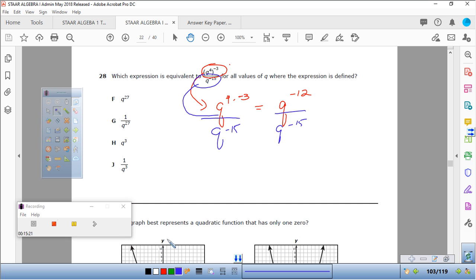You get the top one, q to the negative 12, and you minus the exponent from the bottom one. Oh, my bad. Minus the exponent from the bottom one. So now this one becomes plus, q to the 3. But boom! Easy and cheesy.